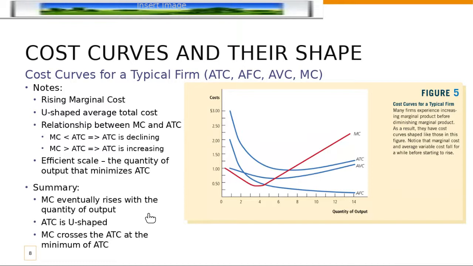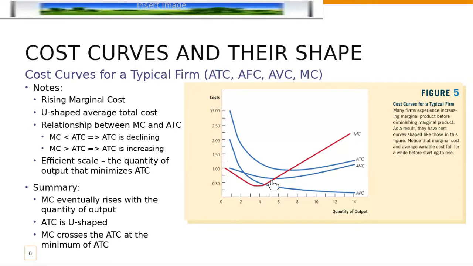Now, just a brief summary of how to interpret these. Marginal cost eventually rises with the quantity of output. Note that average total cost is U-shaped because as marginal cost is lower, the average total cost goes down. And when marginal cost crosses average total cost, it increases. And so marginal cost must cross the average total cost at the minimum average total cost, or the efficient scale. One more thing to note here.